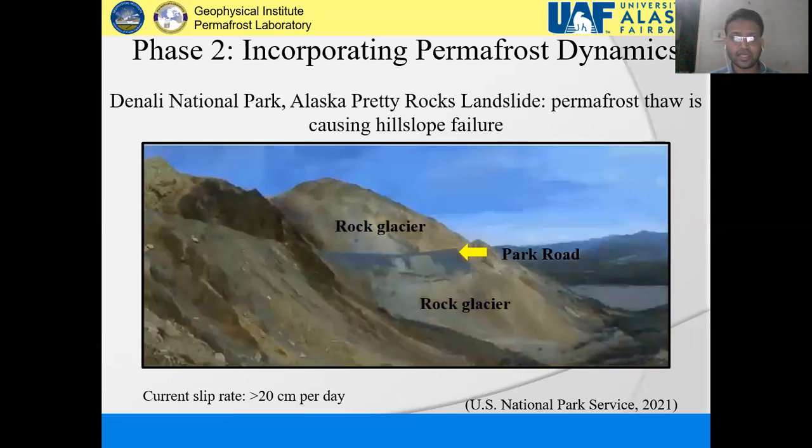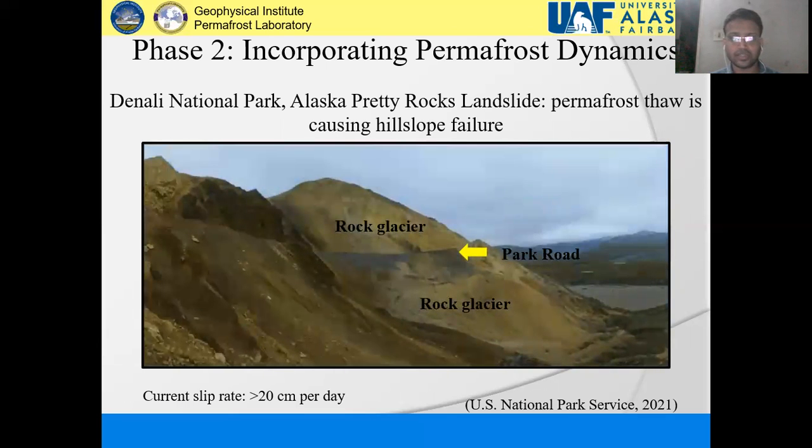Mountain permafrost degradation is having a significant effect on the Alaskan landscape. This is the Pretty Rocks section of the 92-mile park road within Denali National Park. This section is subsiding at a rate of 20 centimeters per day. This road is the only mode of access to and from Denali National Park, which is undergoing numerous repairs. Falling rocks and landslides pose a serious hazard to those commuting on the road.